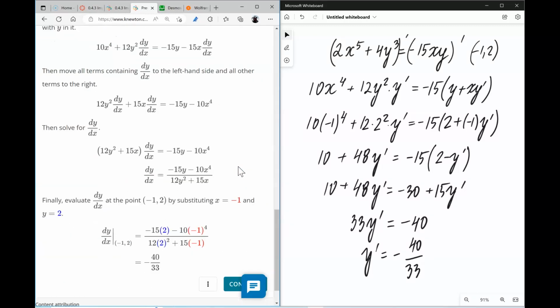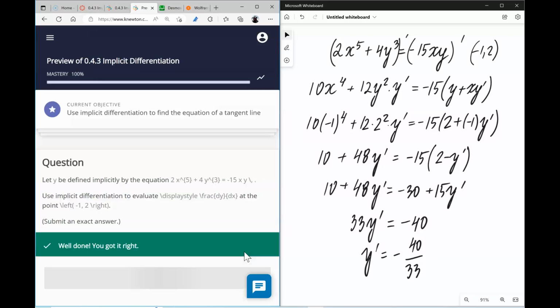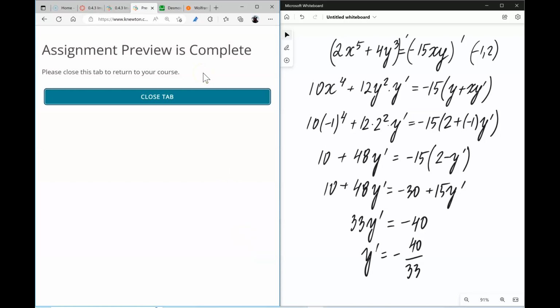Better be done. Yay, and I'm about to run out of memory on my hard drive, so this is how we do implicit differentiation. Hopefully you were able to handle it. If you have any questions, feel free to reach out.